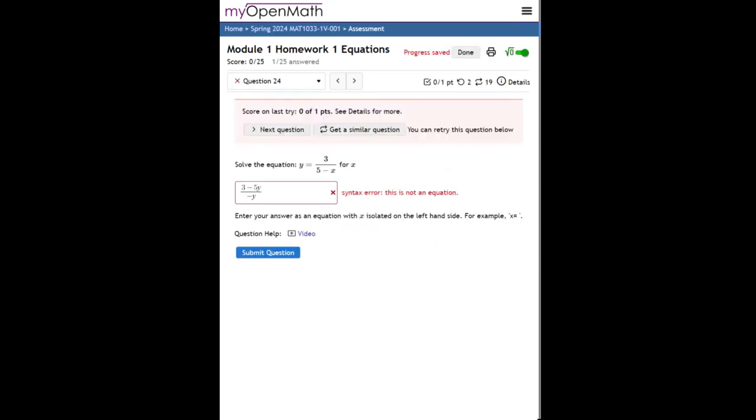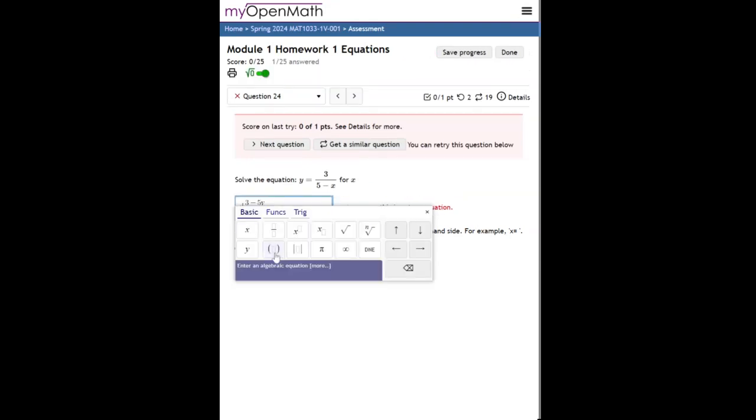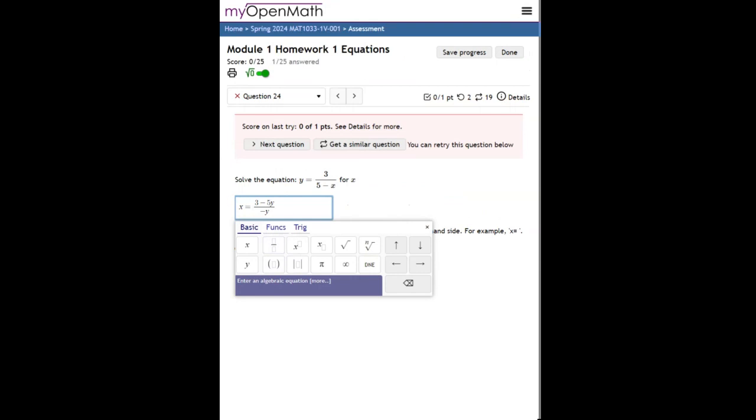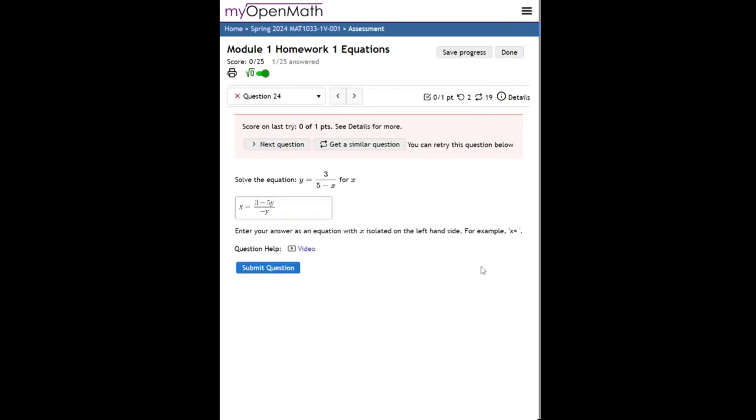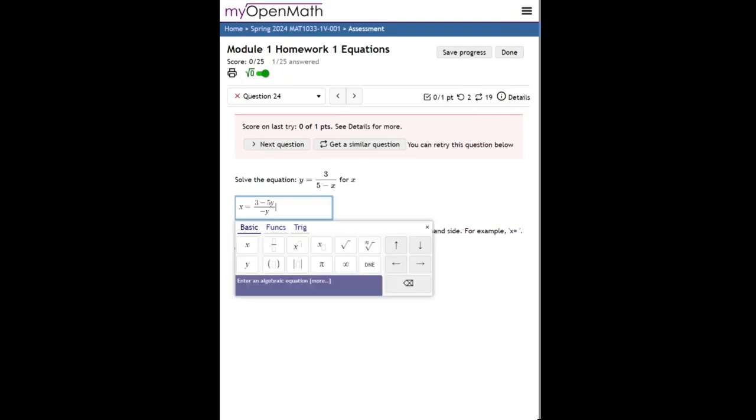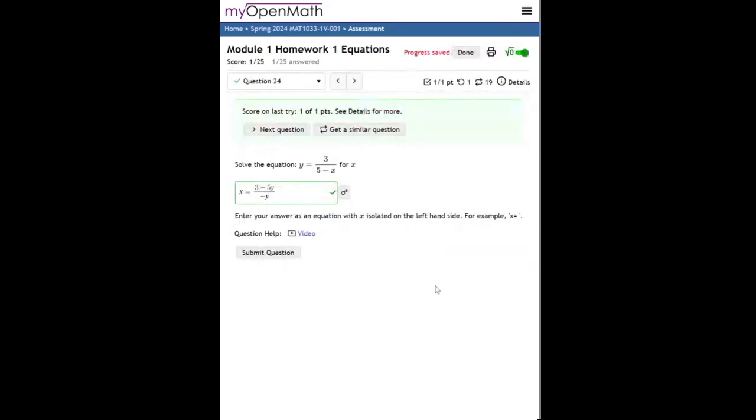Okay, so, oops, sorry, it says solve the equation. Write your answer as the equation. I'm supposed to read the directions. I always say to read the directions, and then here I am. So x equals, because we try to get x by itself, 3 minus 5y divided by negative y. So again, write your answer as an equation isolated with x. So x equals. And there we go. That works.